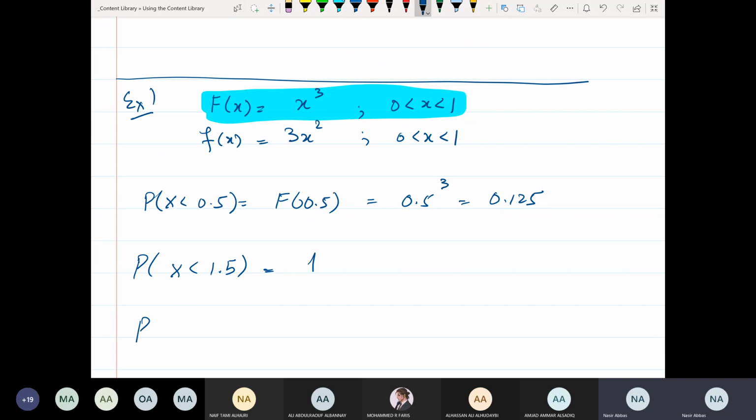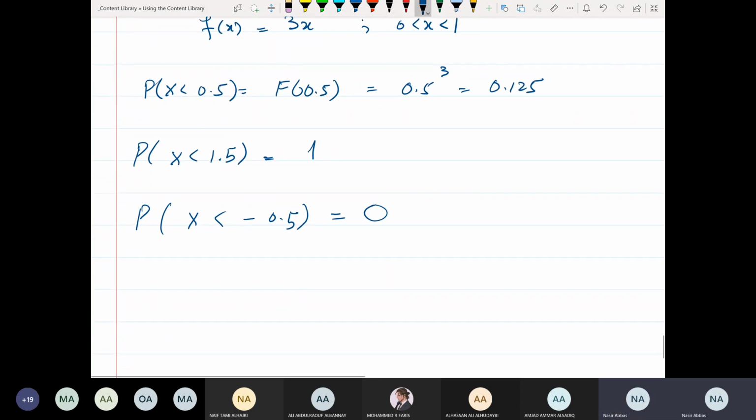Similarly, I can ask you another extreme. What is the probability of X less than minus 0.5? You will not do minus 0.5 whole cubed. You will simply say 0, because X cannot be minus 0.5 or less. X is always between 0 and 1. So make sure when you're solving a question, either using the PDF or the CDF, take care of the domain.